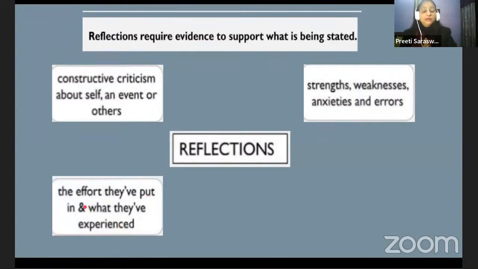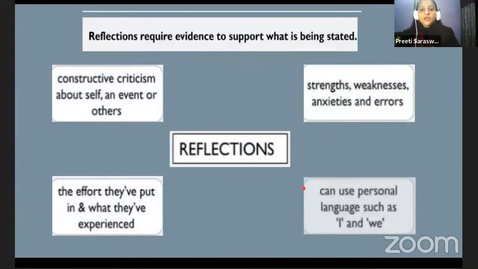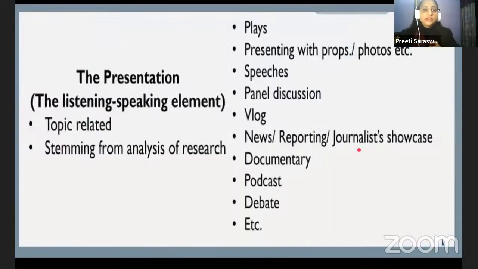So how they created the material, what obstacles they faced, and finally how they felt after completing the project, they have to share their feelings. Fine. So they can use personal language such as I and we. Yes, when they go for the reflection, they have to go with I and we. Don't go with the third person at all. You have to write about yourself only, what you have done. So it's I, and you, the team leader maybe, and we refers to the team.